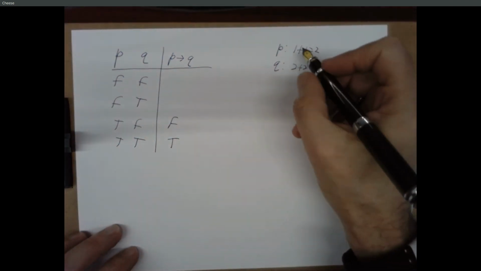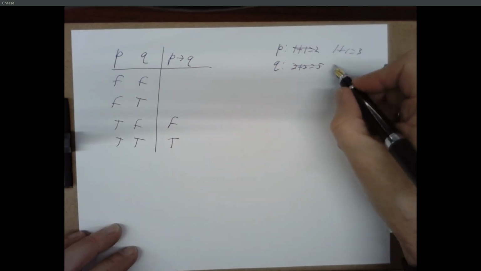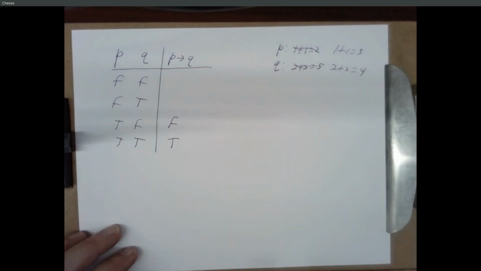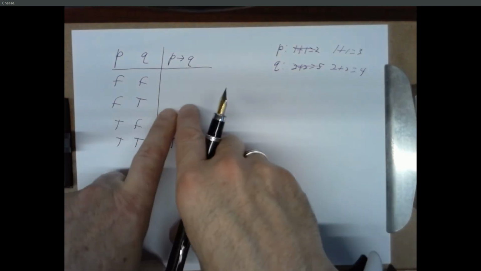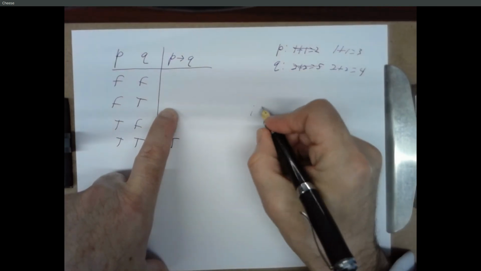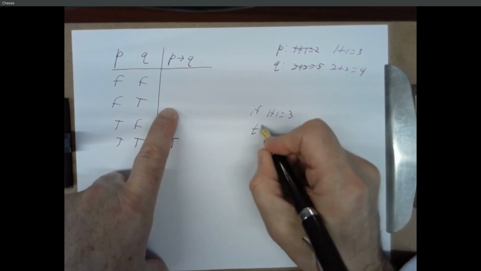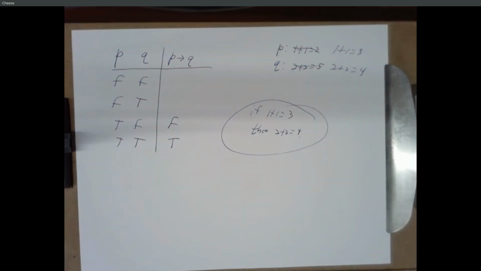Okay, suppose P is the proposition 1 plus 1 equals 3, and Q is the proposition 2 plus 2 equals 4. So we're in the case where P is false and Q is true. This says if 1 plus 1 equals 3, then 2 plus 2 equals 4. That's a declarative statement. Is that statement that I just circled a true statement or a false statement? True. How many people say true? How many people say false?